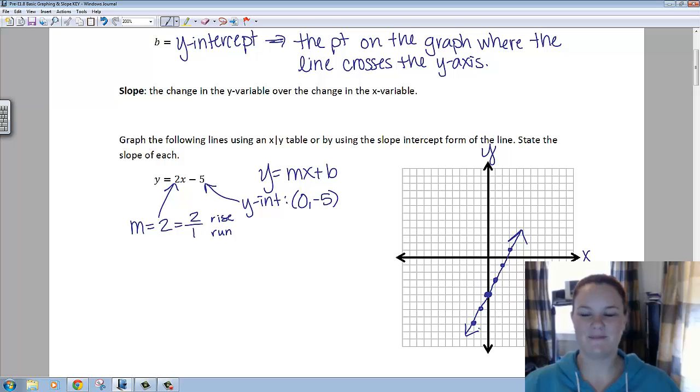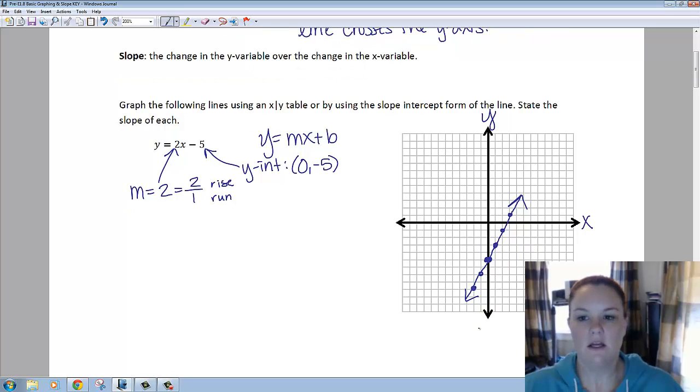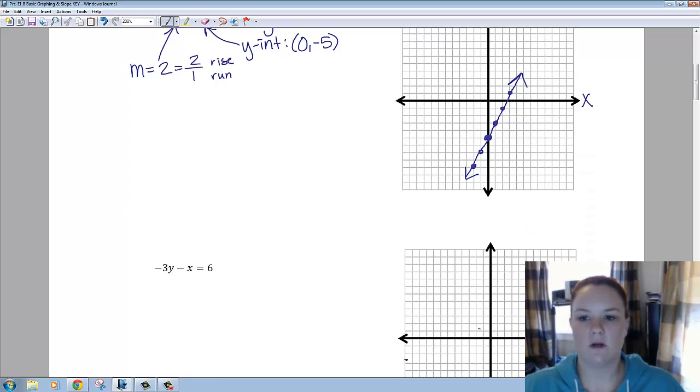Okay, so make sure it's solved for y. Identify your slope and your y-intercept, plot your y-intercept, and then just count your slope to the next points. Okay, so let's go ahead and look at another one.